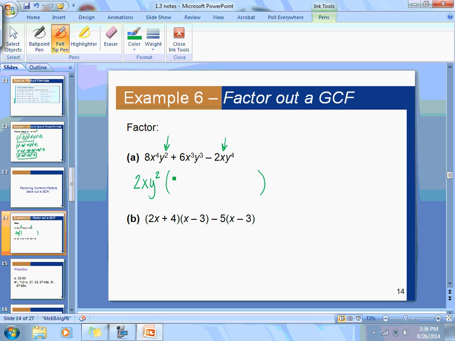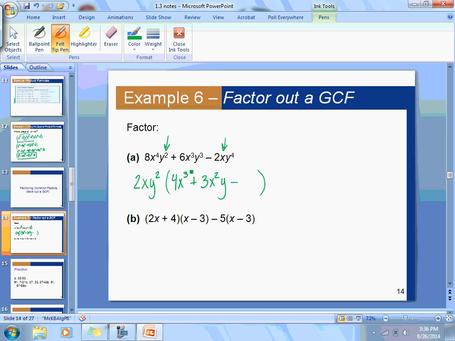So 8 divided by 2 is 4. I'll have x to the 4 minus 1 is 3. And then the y squareds are going to cancel. Y squared and y squared, 2 minus 2 is 0. And then I'll have plus 6 divided by 2 is 3. X to the third and x to the first will get me x squared. 3 minus 1 is 2. And then I'll have y to the third and y squared. So that's going to get me a y. 3 minus 2 is 1.